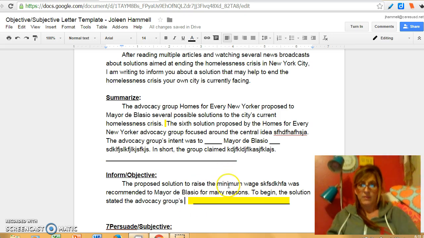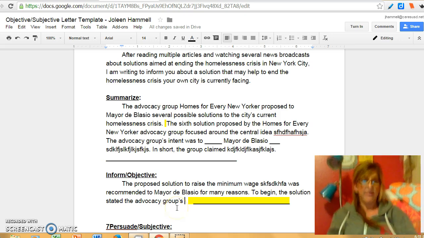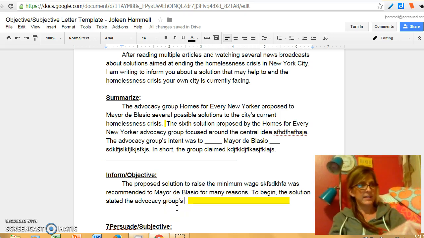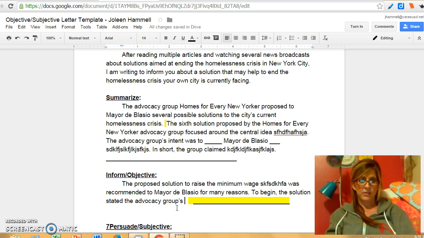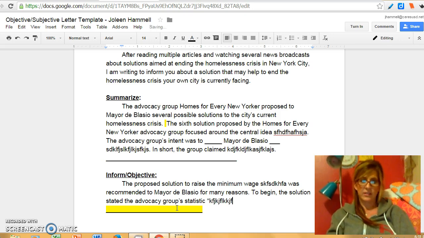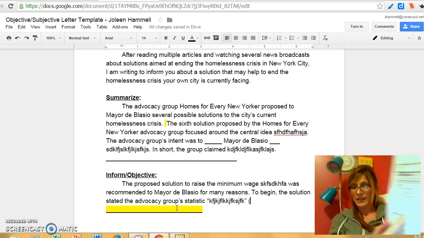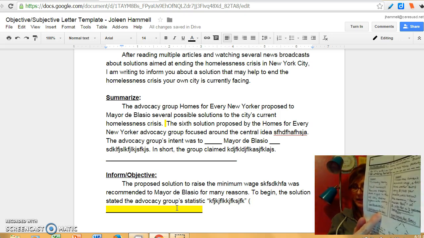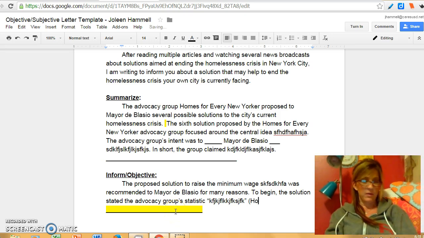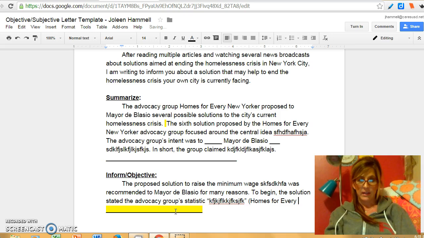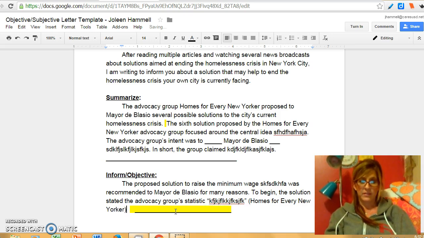So you'll begin with this transition. You'll state that you're going to talk about the solution, the advocacy groups, and then put the type. So let's say I'm solution 8 and it's a statistic, the advocacy group statistic, and then you're going to put your quotations, and you're going to start typing your detail, and once you're done, in parentheses you're going to put where it's from, and you're going to get that right here from the from line. You're going to type that in, from homes for every New Yorker, close parentheses, period.